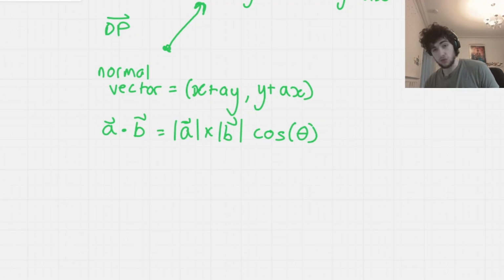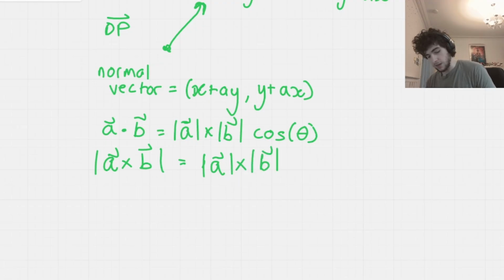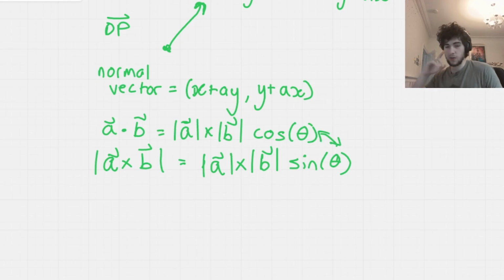Also, though, we do know something about the cross product of two vectors. So the vector A crossed with the vector B obviously gives you a vector as an output, so we have to take the magnitude of that vector. The magnitude of the cross product of two vectors is precisely the magnitude of the first vector multiplied by the magnitude of the second vector, this time multiplied by sine of theta. Theta is the exact same here as it was above. It's just the angle in between the two vectors.